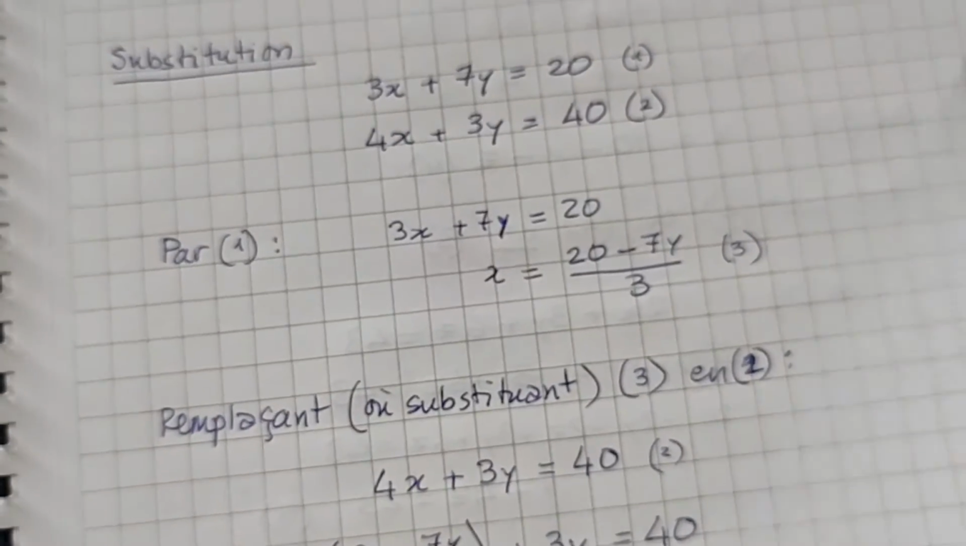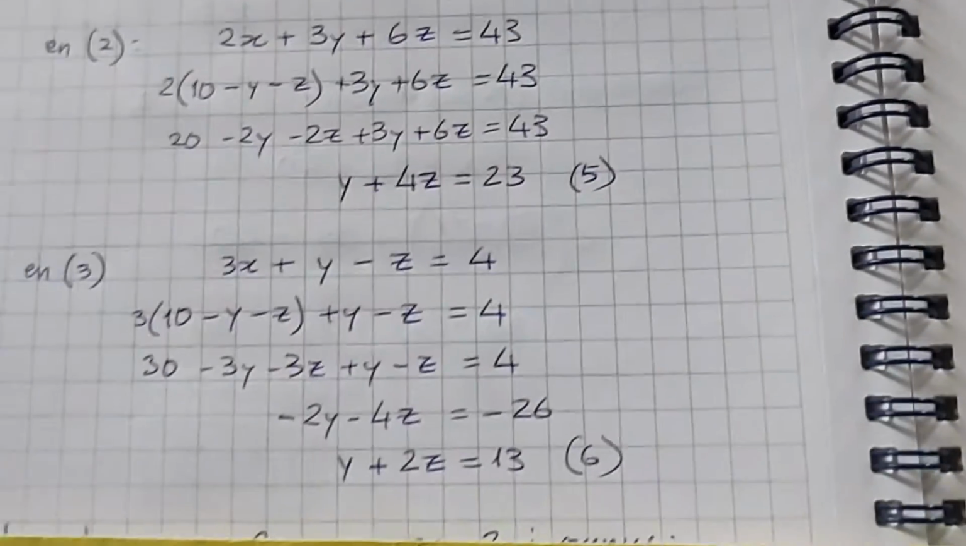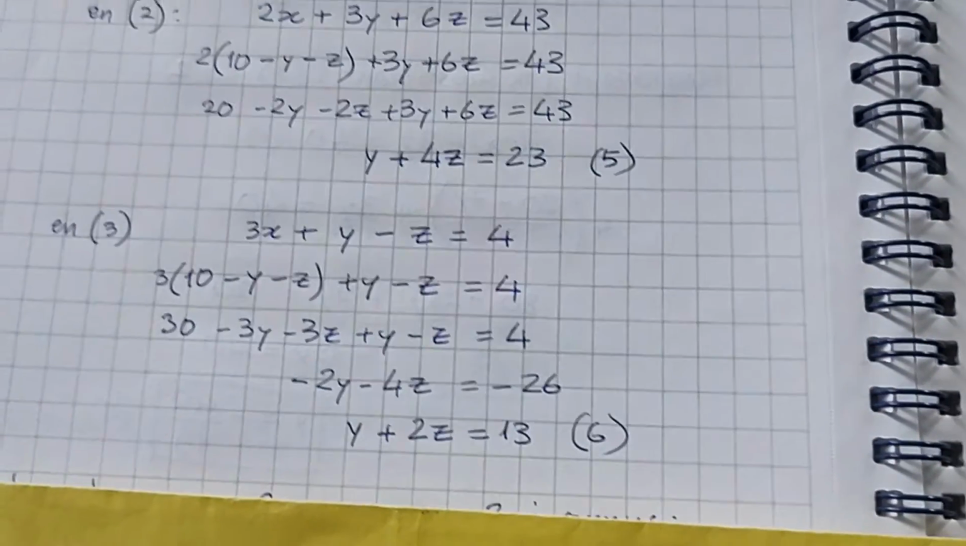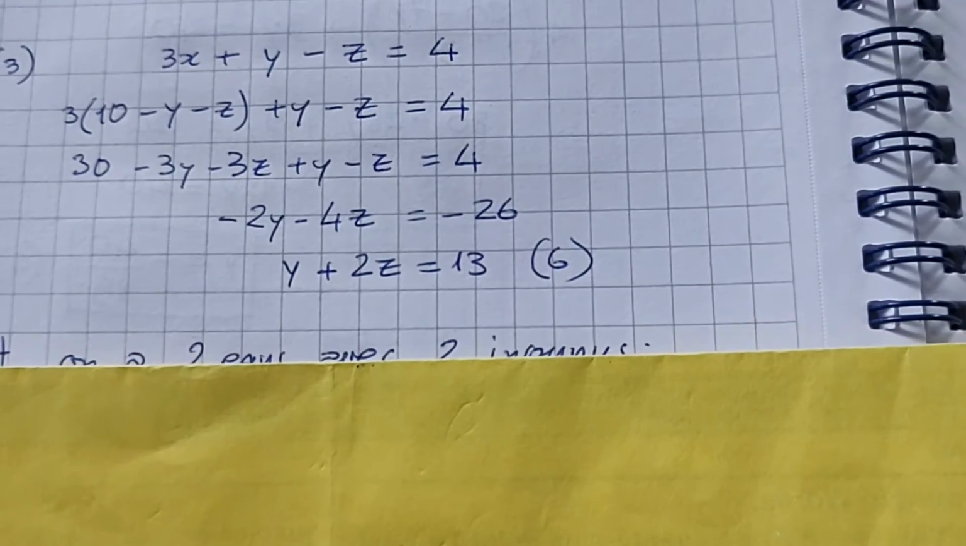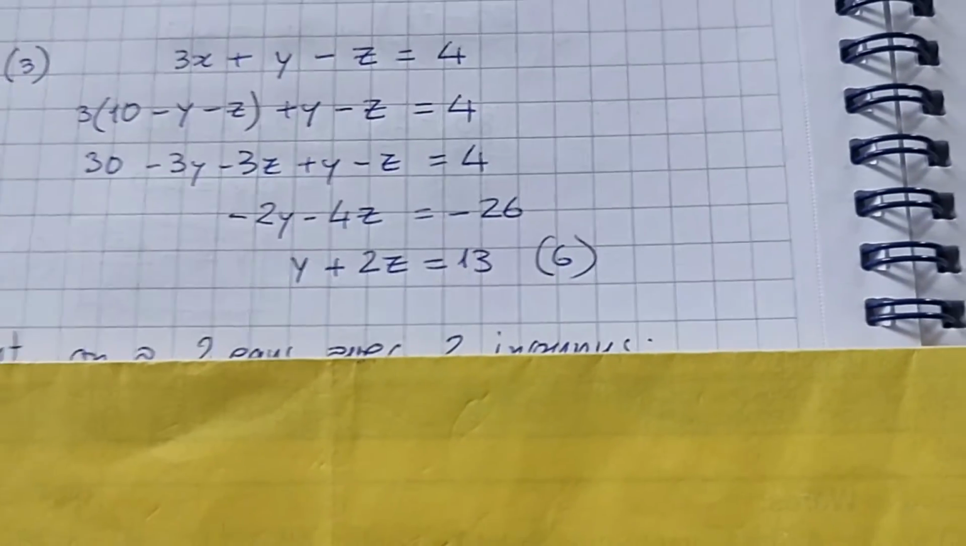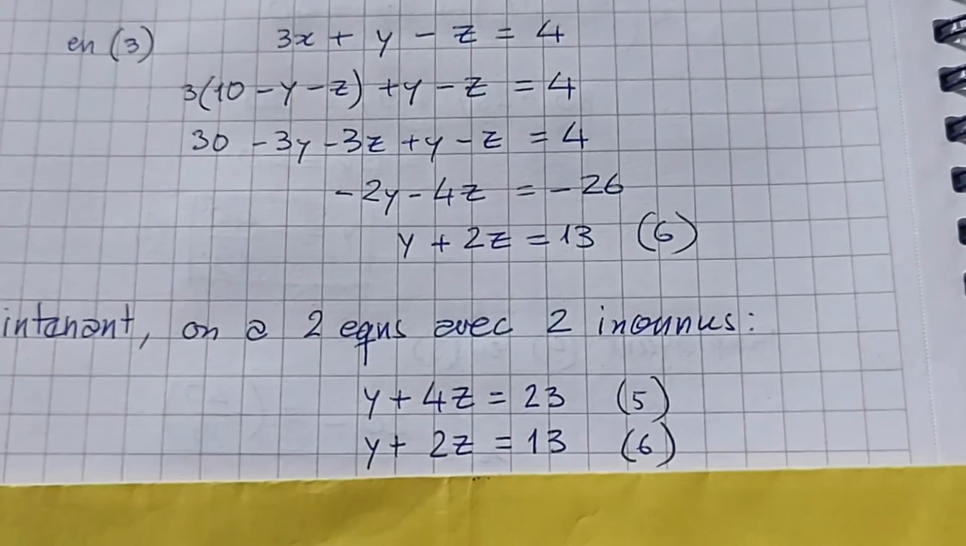So systematically, if we had 4 equations with 4 unknowns, you would end up with 3 equations and 3 unknowns, then 2 equations and 2 unknowns, then 1 equation and 1 unknown. And when you solve for that one unknown, you work backward and you get all the unknowns. So let's see. Now we have 2 equations and 2 unknowns.